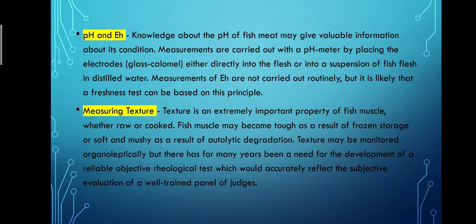Next, we have measuring texture. Texture is an extremely important property of fish muscle, whether raw or cooked. Fish muscle may become tough as a result of frozen storage or soft and mushy as a result of autolytic degradation. Texture may be monitored organoleptically, but there has for many years been a need for the development of a reliable objective rheological test which would accurately reflect the subjective evaluation of a well-trained panel of judges.